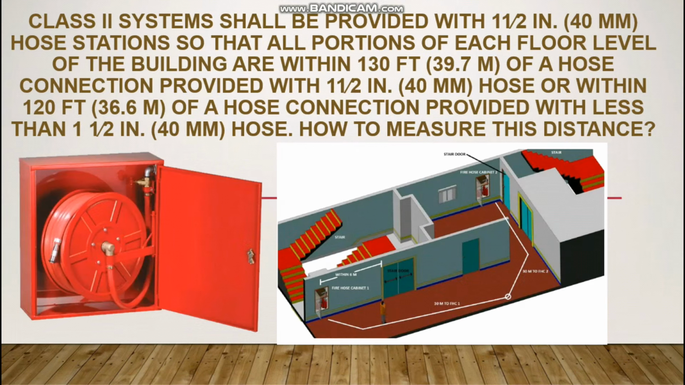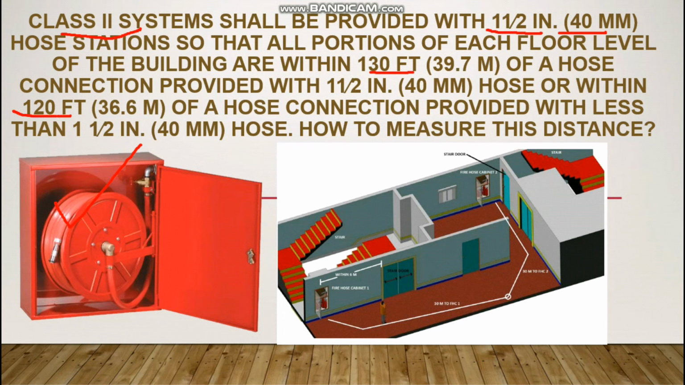So the next important question is related to the travel distance. We have this question related to class 2 system. Class 2 system, you can see here, is a fire hose reel without landing valve, without a 2.5 inch landing valve. We have only fire hose reel here. As per NFPA 14, you can see there are two arrangements. If you have 1.5 inch or 40 mm fire hose reel, then the travel distance between the two cabinets is 130 feet, and if you have 1 inch fire hose reel, then the travel distance will be 120 feet.